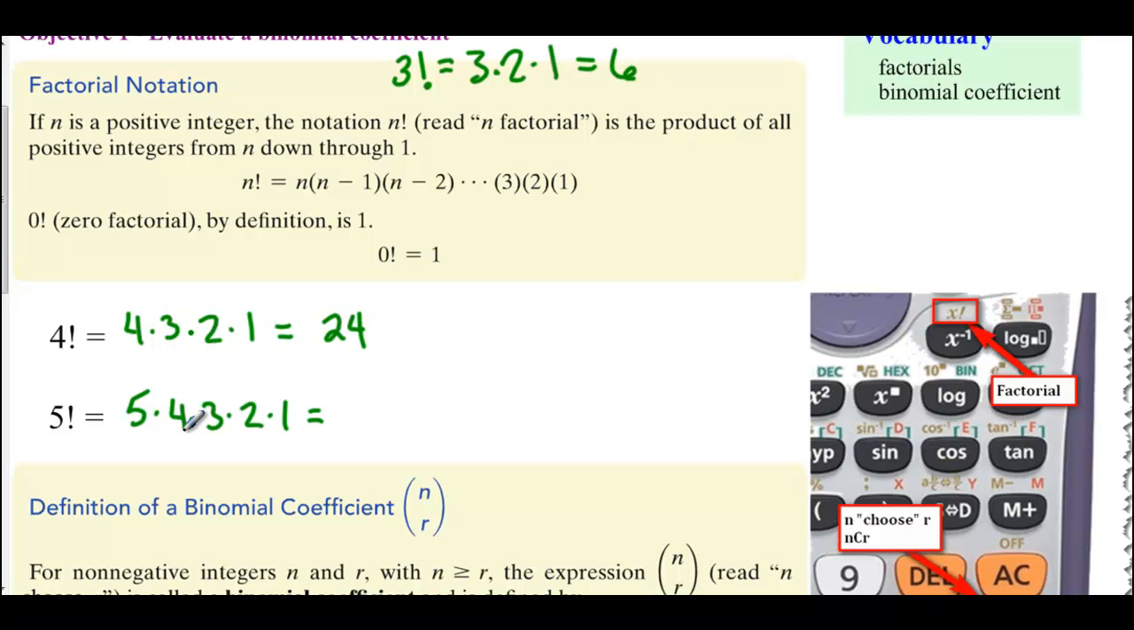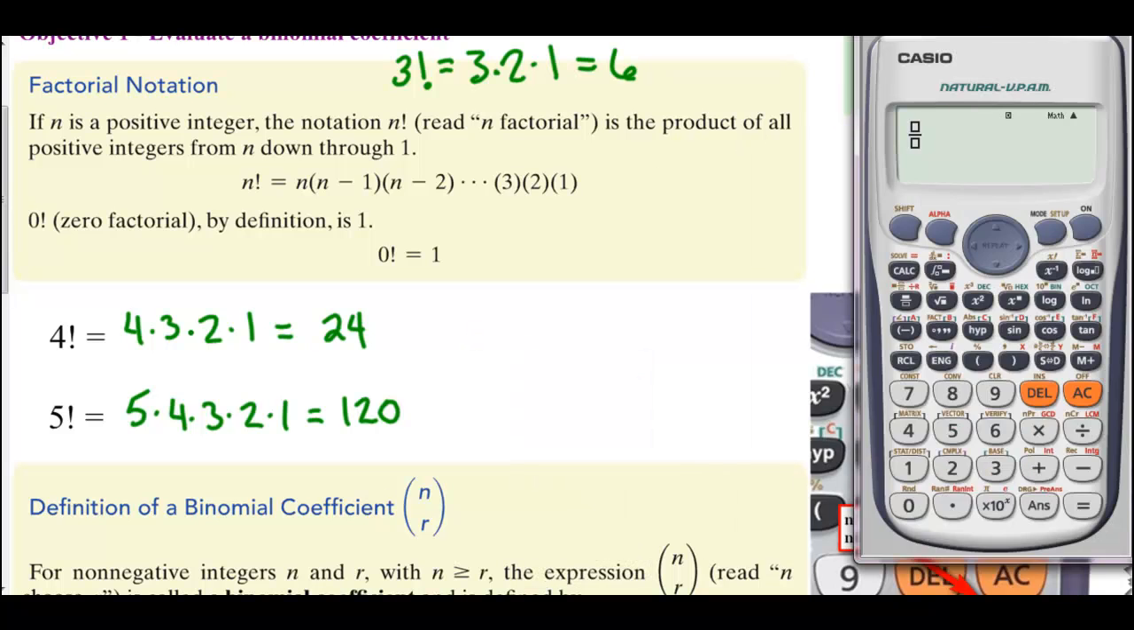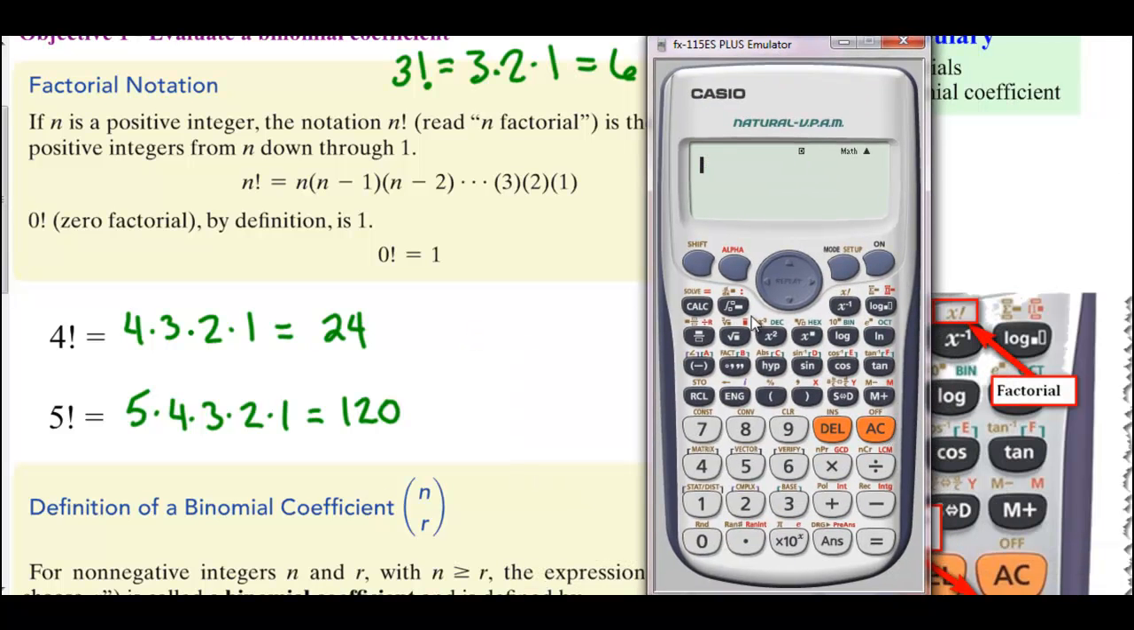So the 5 times 4 is going to give us 20. 20 times 3 will give us 60. 60 times 2 is going to give us 120. But you also have a factorial button on your calculator. So for 5 factorial, we've done 5. And we do shift. And then right over here, we have that x to the negative 1. So it's going to be shift and then that button. And that's your factorial button. And you hit equal, and it's going to give us the 120. So it can save you a little bit of time. So we're going to do shift and then x to the negative 1 to get that factorial.